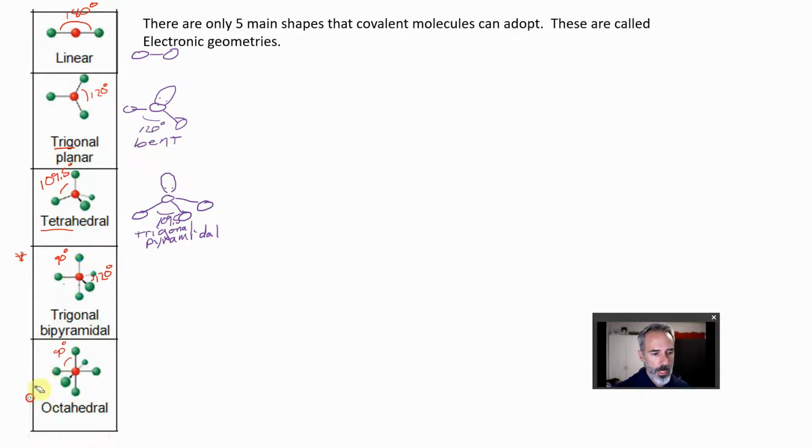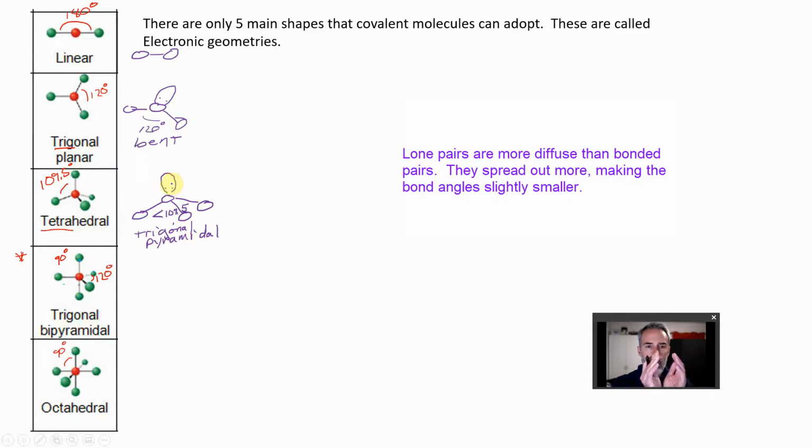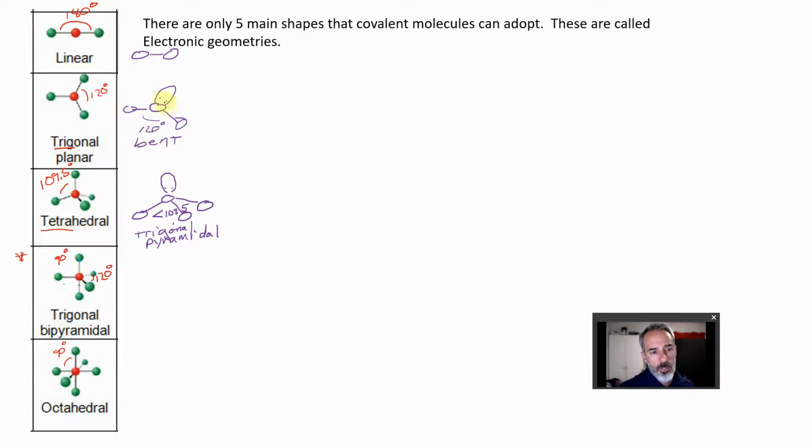You may or may not have learned this in CP, but you need to know this in AP. So the bond angles for this one are actually slightly less than 109.5. Why? Because this lone pair is more diffuse. It takes up more room, and since it's going to spread out more, it's going to squish those bonds down below.